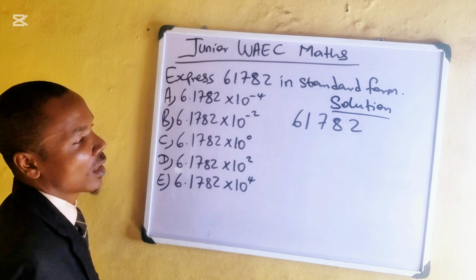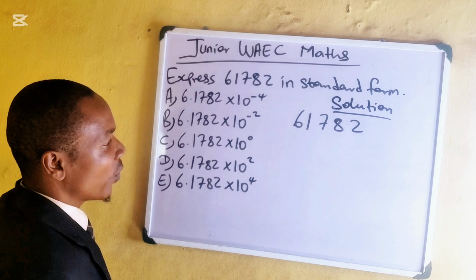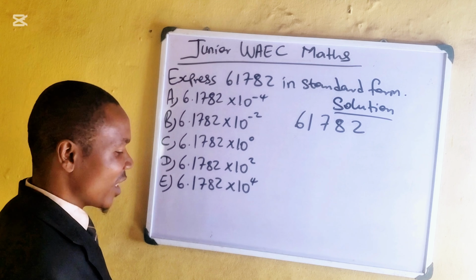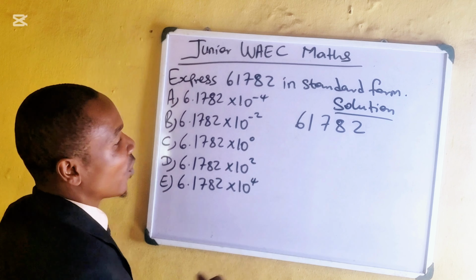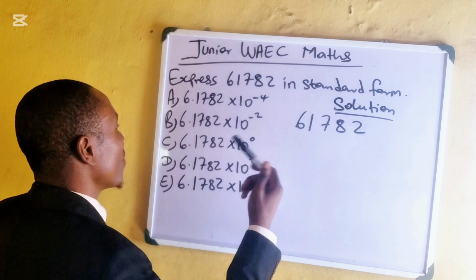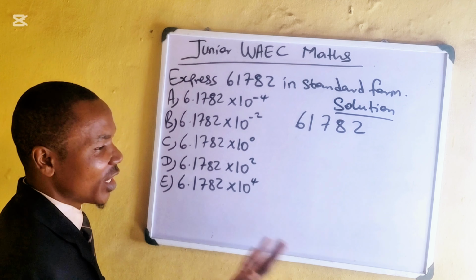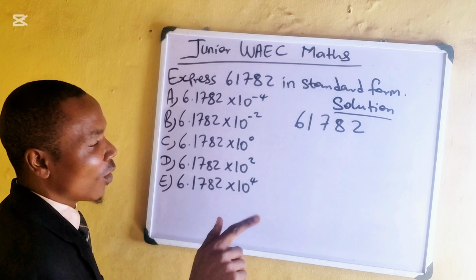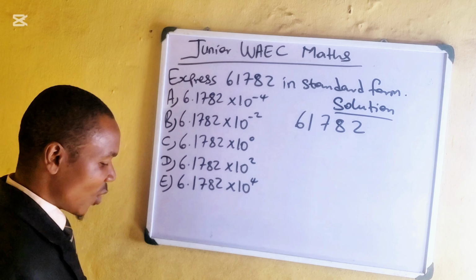Move the decimal point to the back of the first digit. Then you count the number of steps taken. That will give you the power of 10 for that number.